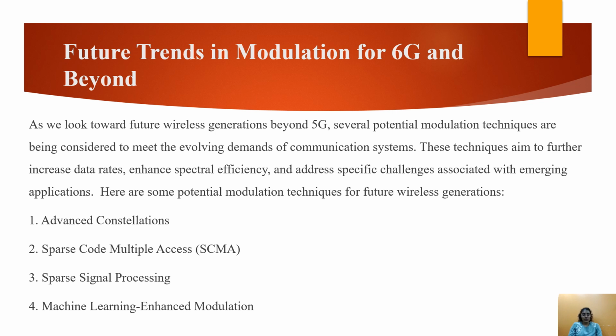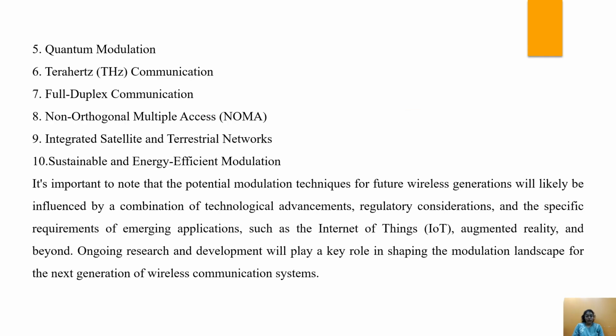Those are advanced constellations, sparse code multiple access, that is called SCMA, sparse signal processing, machine learning enhanced modulation, quantum modulation, terahertz communication, full duplex communication, non-orthogonal multiple access, integrated satellite and terrestrial networks, sustainable and energy efficient modulation.